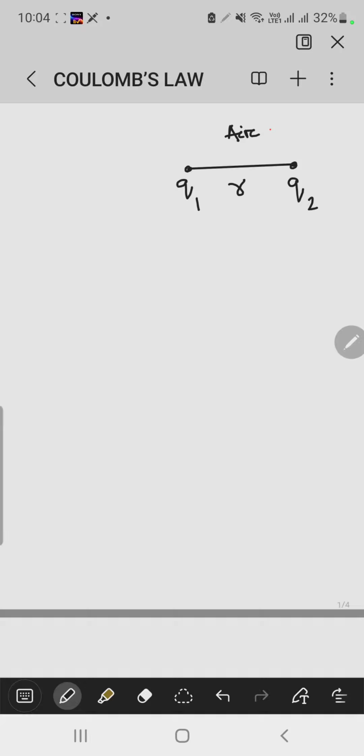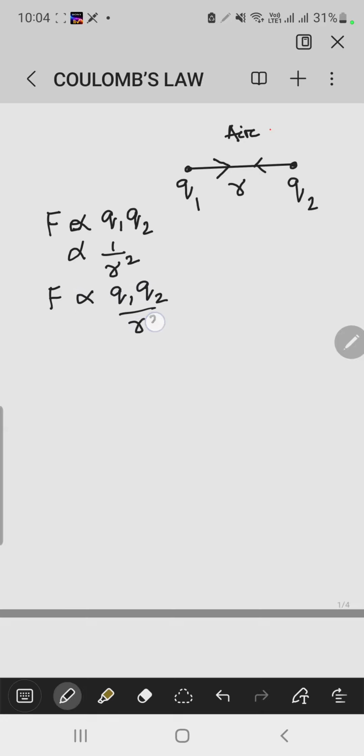According to Coulomb, the force of interaction, which might be a repulsion force or an attraction force, between the two charges is directly proportional to the product of the magnitudes of the two charges and inversely proportional to the square of the distance between them. If we combine these, we have the values Q1 Q2 divided by r square. Removing the proportionality sign, we write F is equal to a constant K times Q1 Q2 divided by r square.